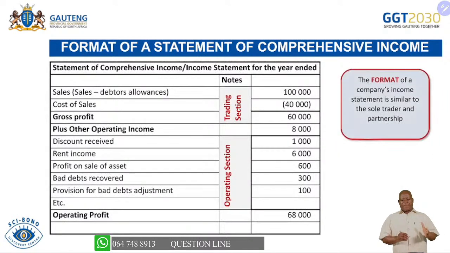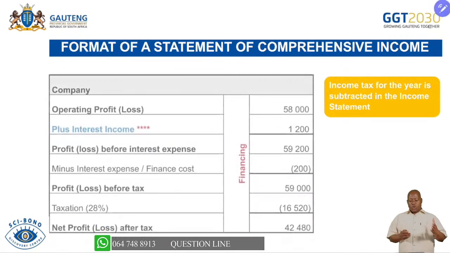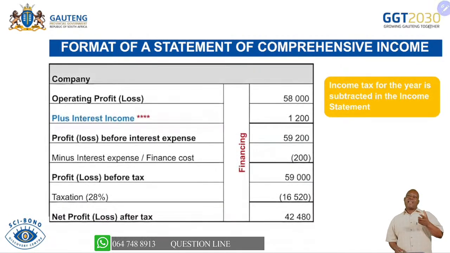And then, after having our operating profit, we are now going to go on to the last part, which is a little bit different from what we have been doing in grade 10 and 11. Now, check what's happening here. We have got our operating profit, which is shown by the 58,000 figure now. After operating profit, we are going to deal with the finance costs. Remember, interest is a finance cost. So we add interest income to get our profit before interest expense. We subtract interest expense to get our profit before tax.